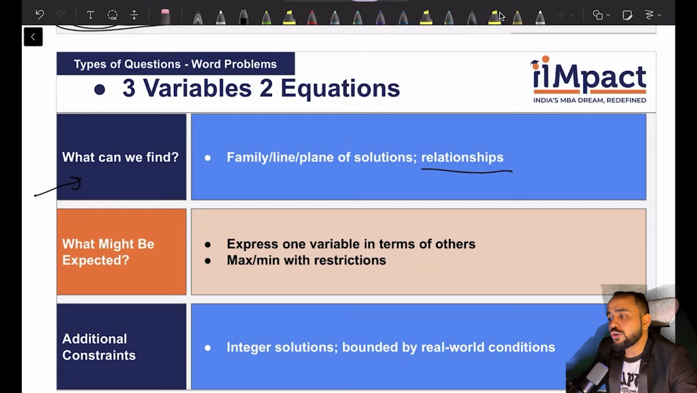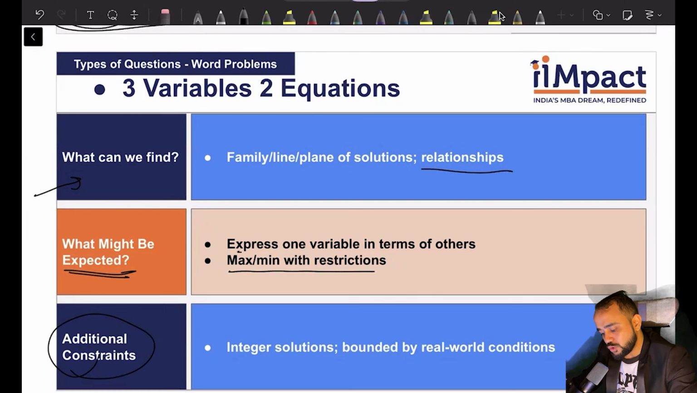Now if they do want you to find exact answers, before we get to the additional constraints, what is it that they can ask you? They can ask you for maximum minimum with restrictions. They can ask you to express one variable in terms of others, like we did for the previous example which took some time, right, where we expressed y in terms of x and then found the answer.